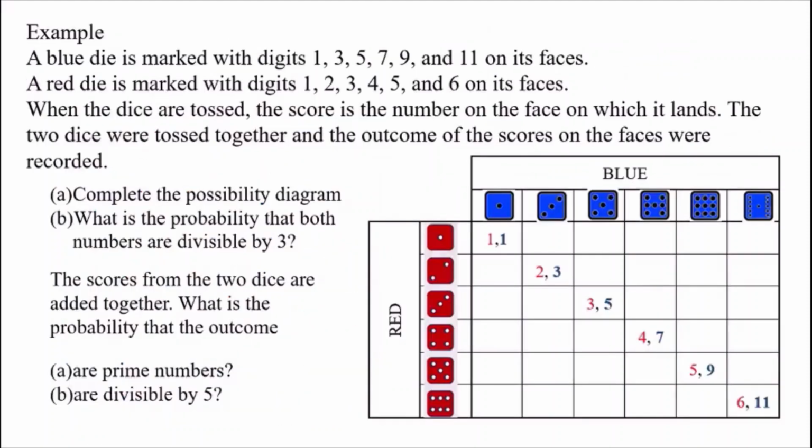Let's have a look at the question. A blue die is marked with digits 1, 3, 5, 7, 9, and 11 on its faces. A red die is marked with digits 1, 2, 3, 4, 5, and 6 on its faces. When the dice are tossed, the score is the number on the face on which it lands. The 2 dice were tossed together, and the outcome of the scores on the faces were recorded. Complete the possibility diagram.